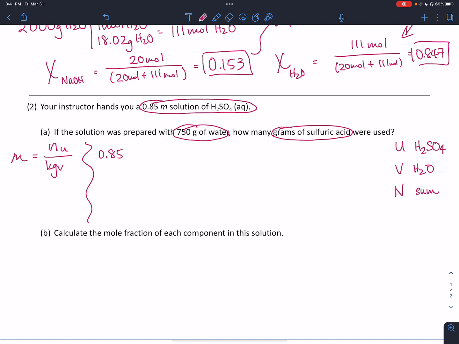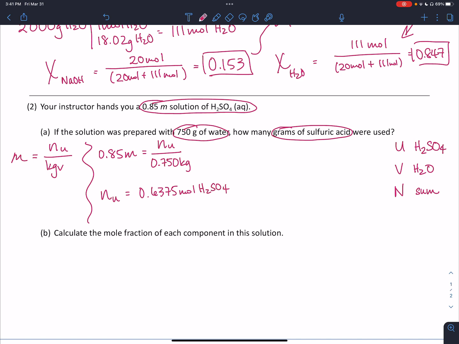So 0.85 molal is going to be equal to my unknown, moles of solute, divided by my kilograms of water. Well, I had 750 grams, so if I divide that by 1,000, I have 0.750 kilograms. I'm going to multiply that to both sides, and the moles of solute is going to equal 0.6375. So that's going to be moles of H2SO4.